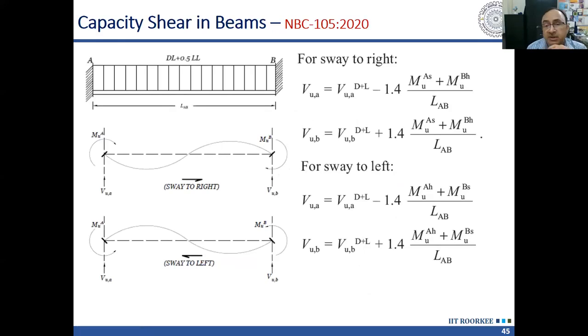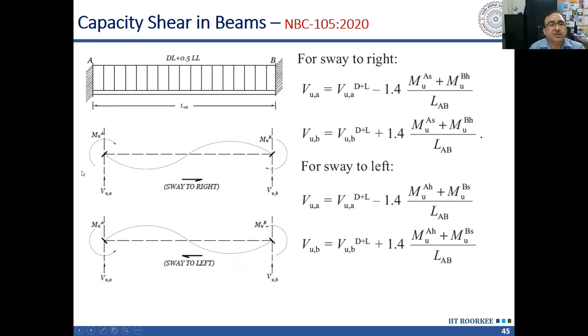Then, when we are designing a beam or column, we have to ensure that the beam should fail in flexure rather than failing in shear. And for that, this clause is given in the code. Here, as I said, under earthquake, the beams at both the ends are subjected to the moment in the same direction. So if it is clockwise here, it will be clockwise here. If it is anti-clockwise here, it will also be anti-clockwise.